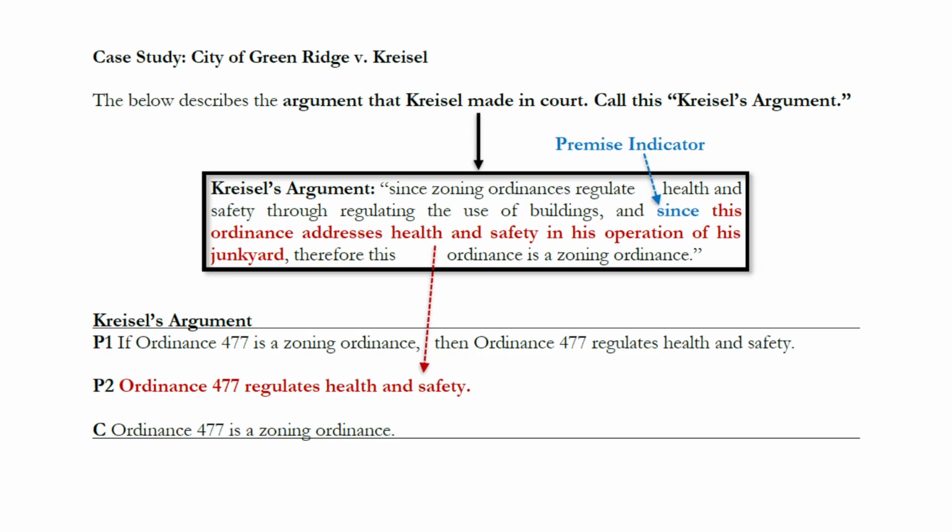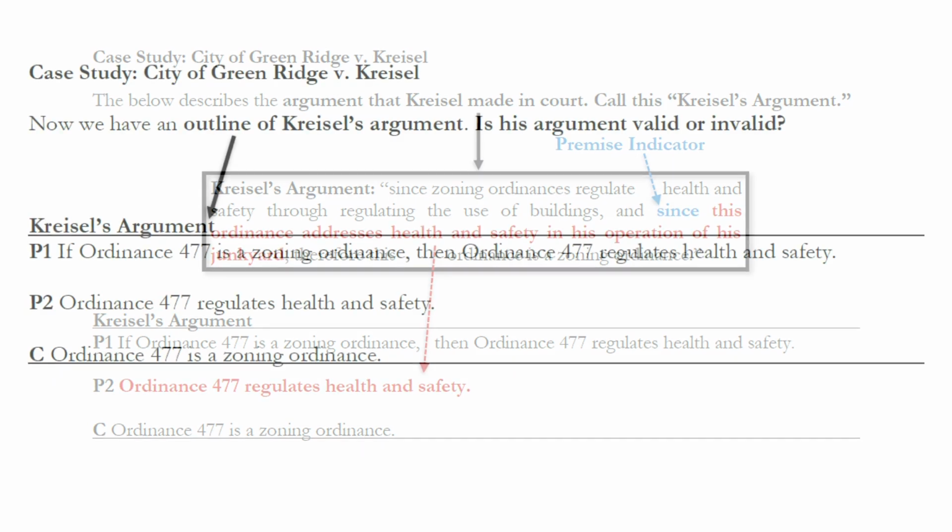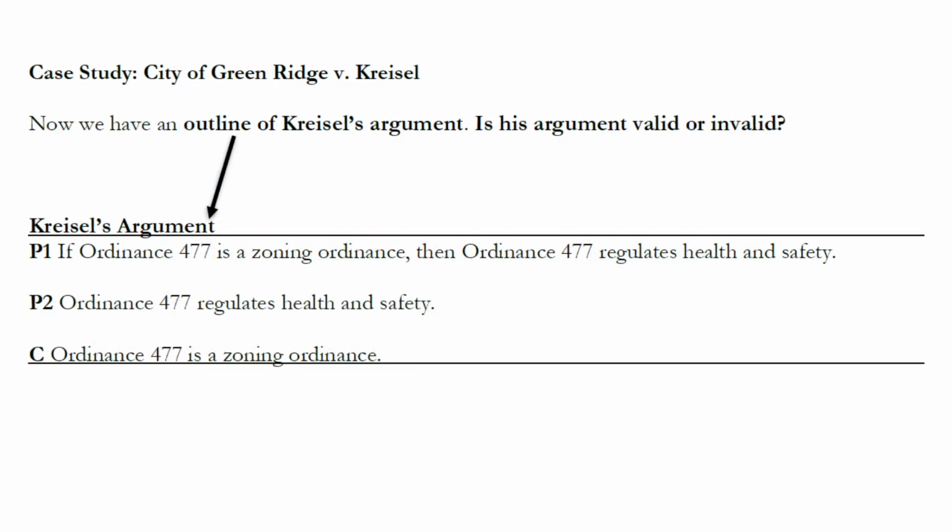The claim here is that Ordinance 77 regulates health and safety. Notice the premise indicator "since." Although certainly we can infer that this is a premise from process of elimination, this does reinforce the fact that this claim serves as the second premise of the argument. So now we have a complete outline of Kreisel's argument.